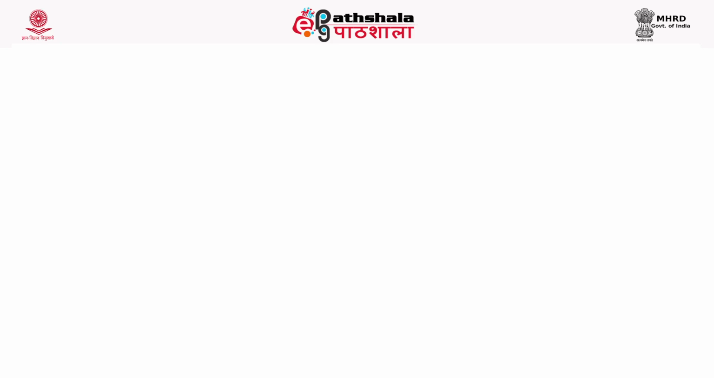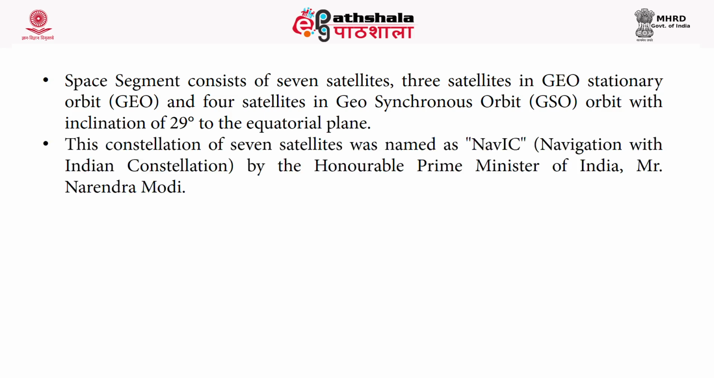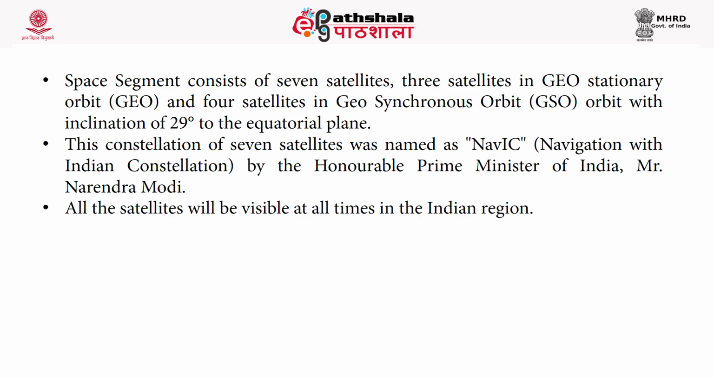The space segment of IRNSS consists of 3 satellites in geostationary orbit and 4 satellites in geosynchronous orbit with an inclination of 29° to the equator plane. The constellation of these 7 satellites was named NAVIC, that stands for Navigation with Indian Constellation, by the Honorable Prime Minister of India, Mr. Narendra Modi, during the launch of the 7th satellite. All the satellites will be visible at all times in the Indian region.